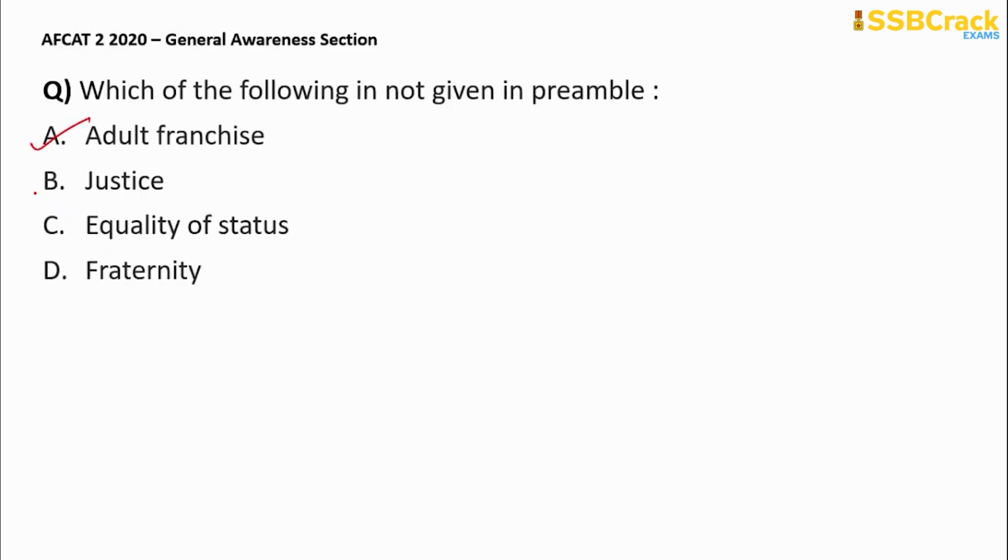Next question, which of the following is not given in the preamble? Adult franchise, justice, equality of status and fraternity. So adult franchise is not given.